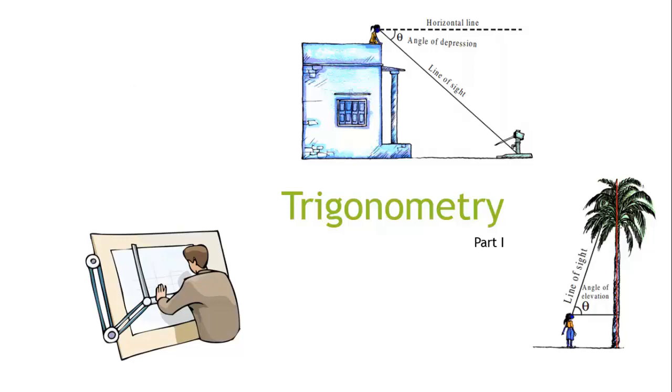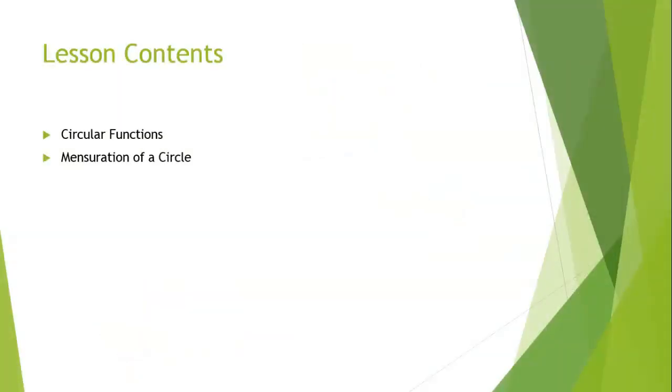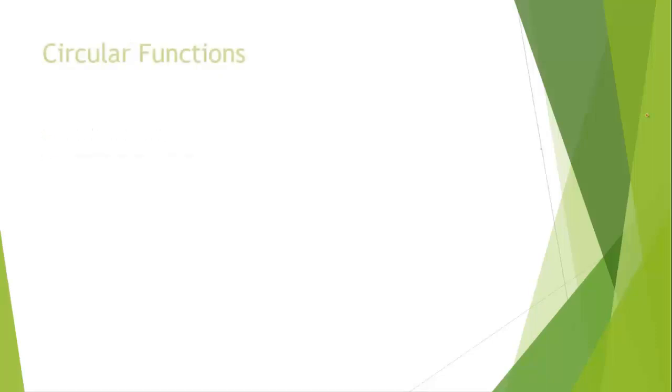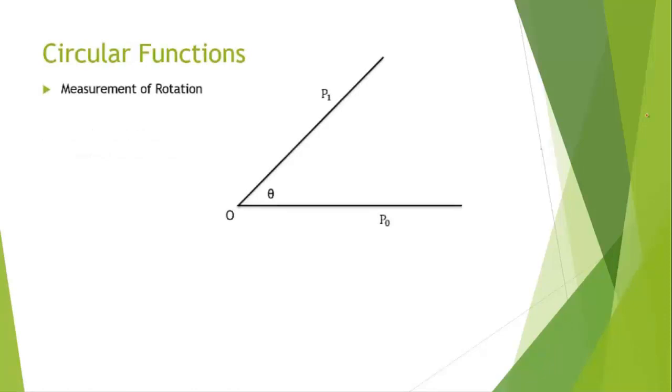So in this part of the tutorial, we are going to learn about circular functions and mensuration of a circle. Circular functions, measurement of rotation. When a line OP is pivoted at O, and rotates from its initial position OP0 to a new position OP1, the angle P0 OP1 is a measure of the rotation of OP. The angle theta is usually measured in one of two units.